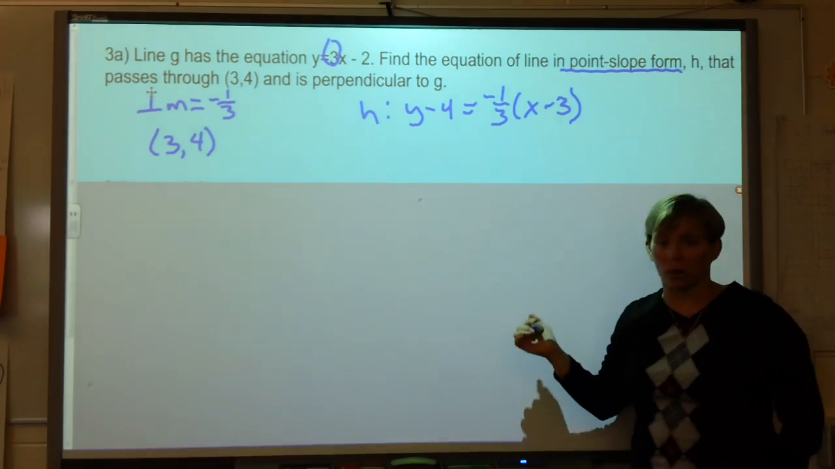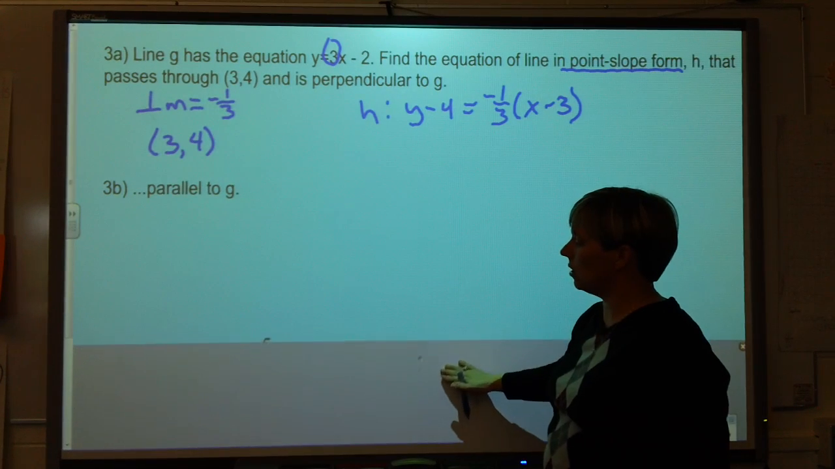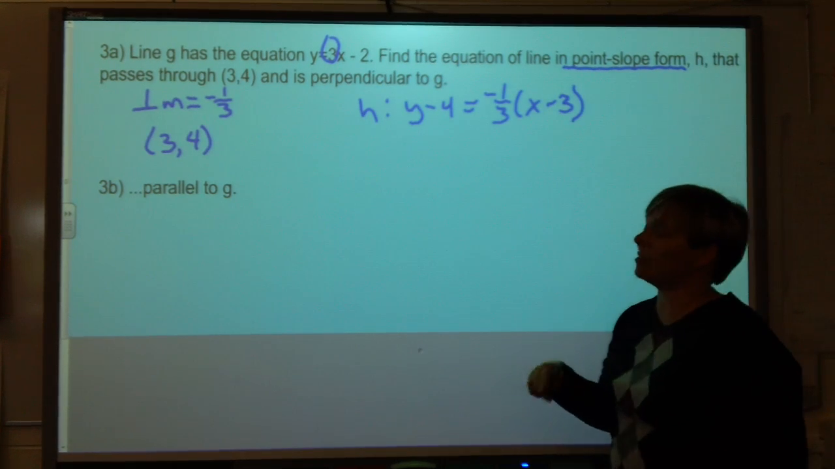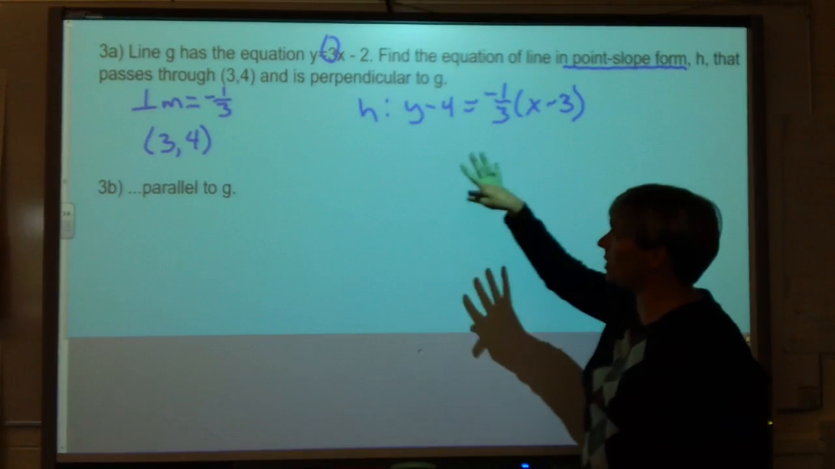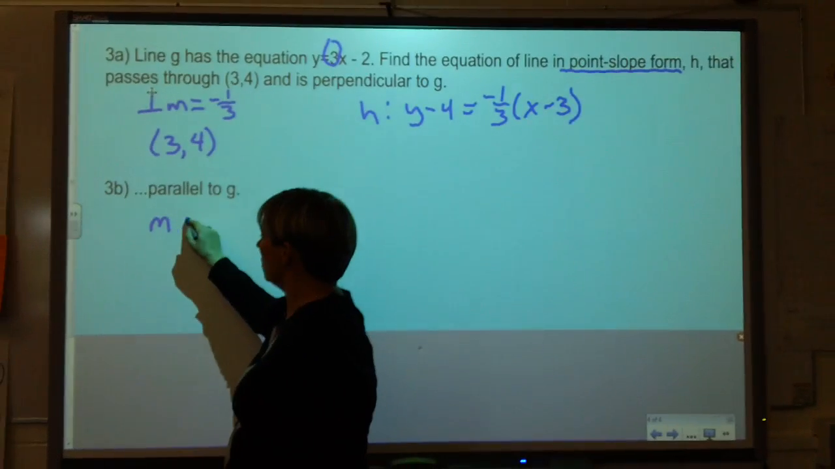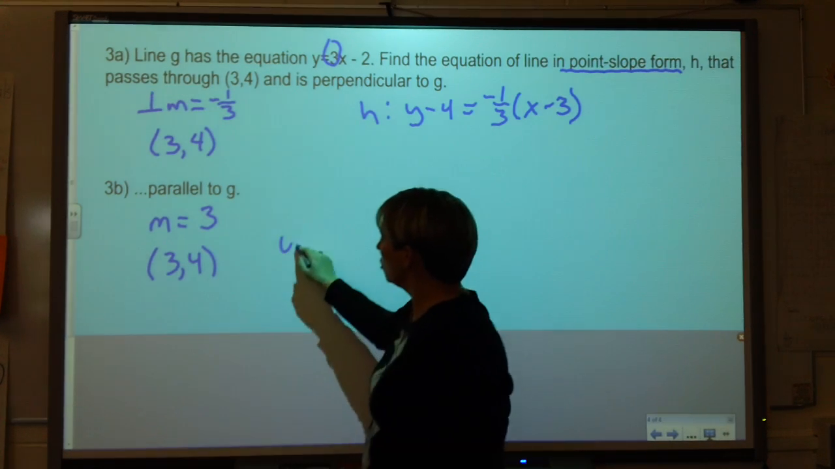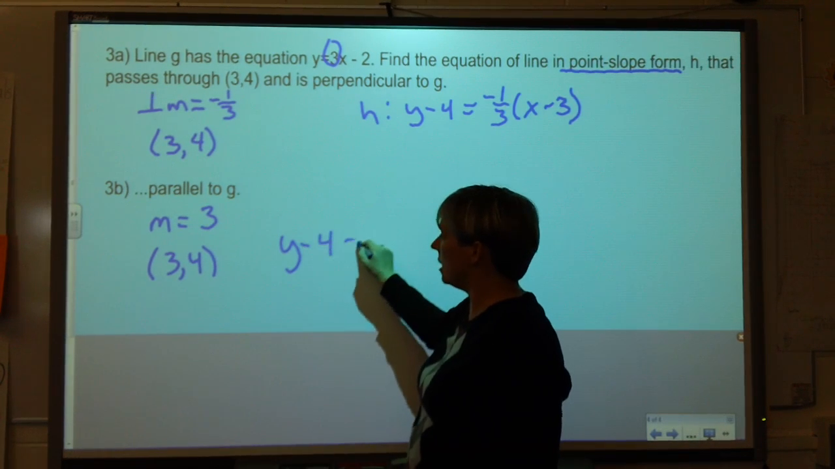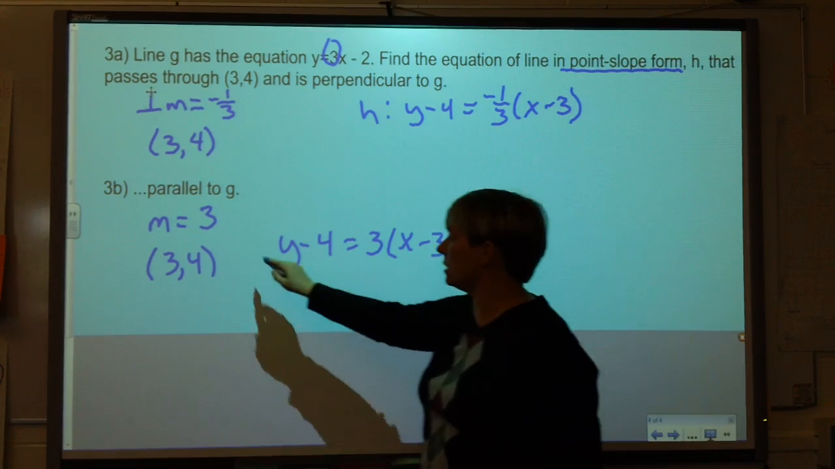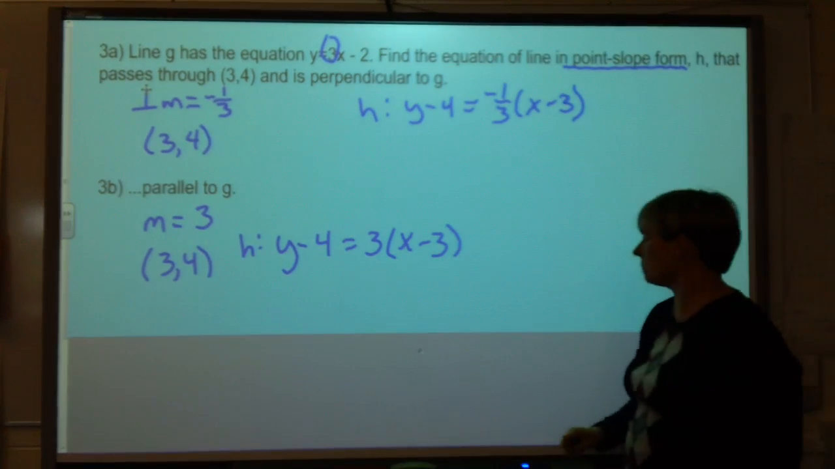There's no further work that I need to do for this one. 3b says, okay, write the equation parallel to g. So remember, parallel has the same slope, so I'm not going to change my slope of 3 at all. I'm going to use it as it is. So I'm going to use a slope of 3, and I'm going to use my point again. So I get y minus 4 is equal to 3 times x minus 3. And that would be my answer for my equation for h.